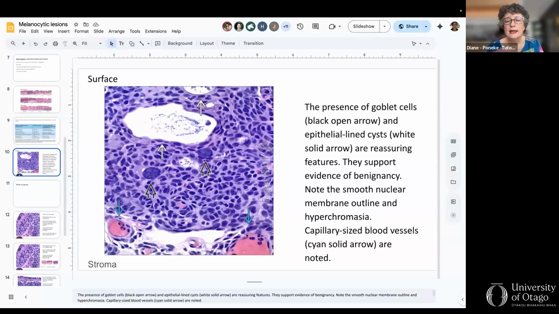We have a blood vessel here. We have endothelial cells. We can't really see good epithelial cells, though the blue arrow is pointing to some of them, and we can see they're about the same size. Because remember, we're looking for hyperchromasia, nucleoli, large cell size, and atypia.